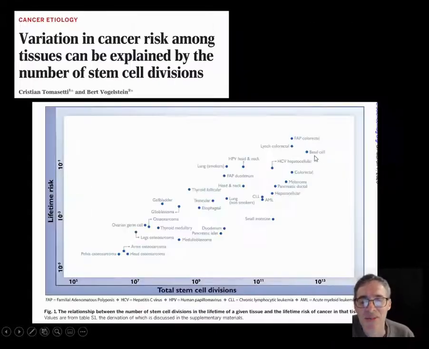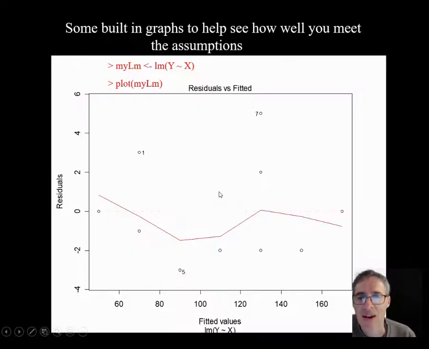So there's a lot to be said for just looking at the data as a quick sanity check before you do a linear regression. Does it look as if the data are actually linearly related? And does it look as if there's a reasonably consistent variance across the entire range of the x-axis? R actually has some plots that can help you evaluate this. So you can say plot my linear model, and it will give you a series of plots.